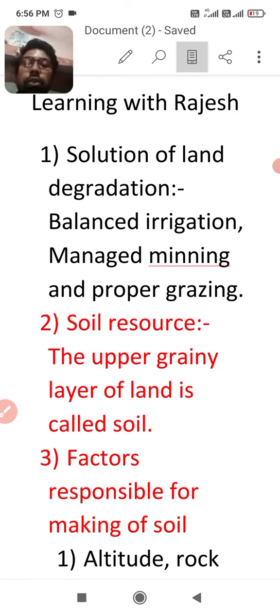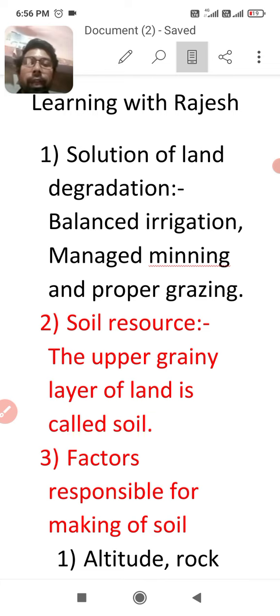The first solution is balanced irrigation. You should not consider that there are a lot of irrigation sources and irrigate again and again. So you should balance the irrigation. The second point is managed mining, and proper grazing should be there. Less use of pesticides can also be considered for the solution of land degradation. I hope you got the points on how we can solve the problem of land degradation.